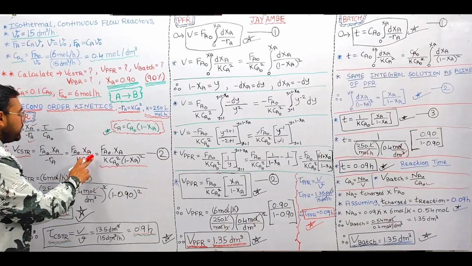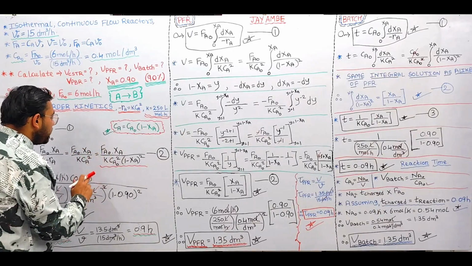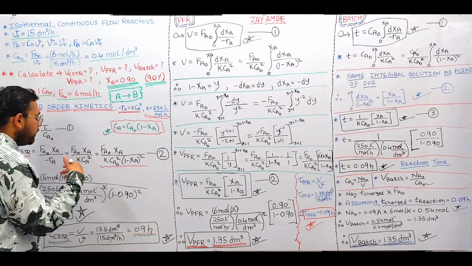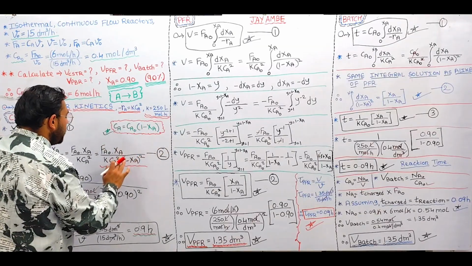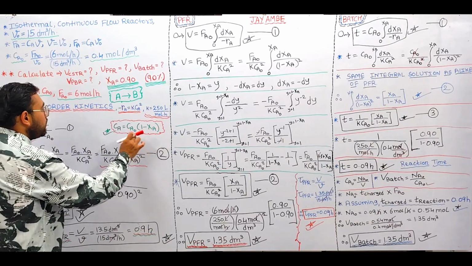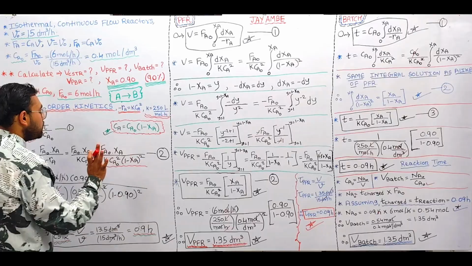So here the numerator will remain as it is, which is FA0 into XA, divided by k, which will remain as it is, and we are replacing CA with its value, CA equals CA0 into 1 minus XA, right? Here we have CA squared, so we are squaring the entire right hand side: CA0 squared into 1 minus XA whole squared.